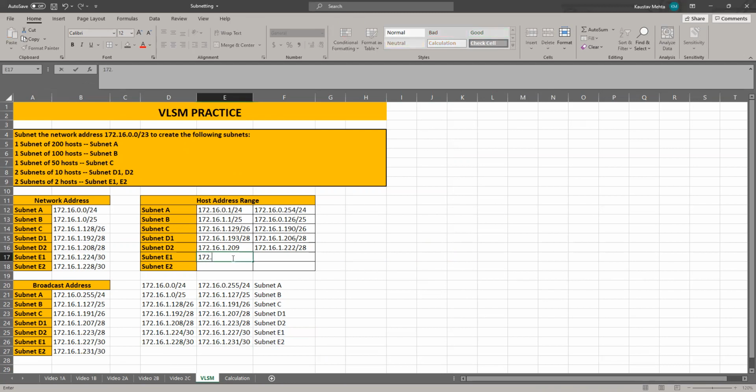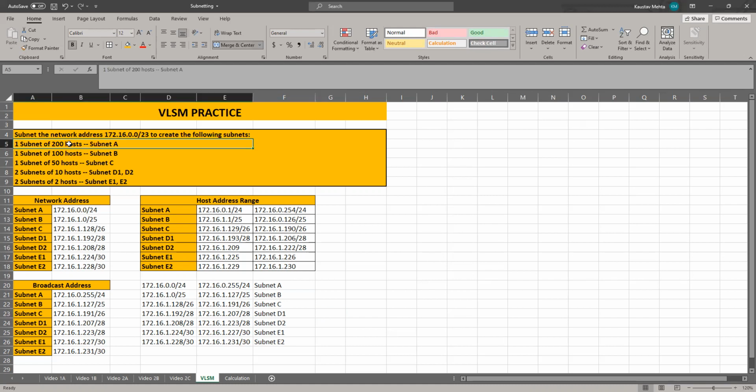So 172.16.1.225, and this will just go up to 172.16.1.226, because 227 is our broadcast. And the final one will become 172.16.1.229 to 172.16.1.230. So this is how you make a VLSM scheme.